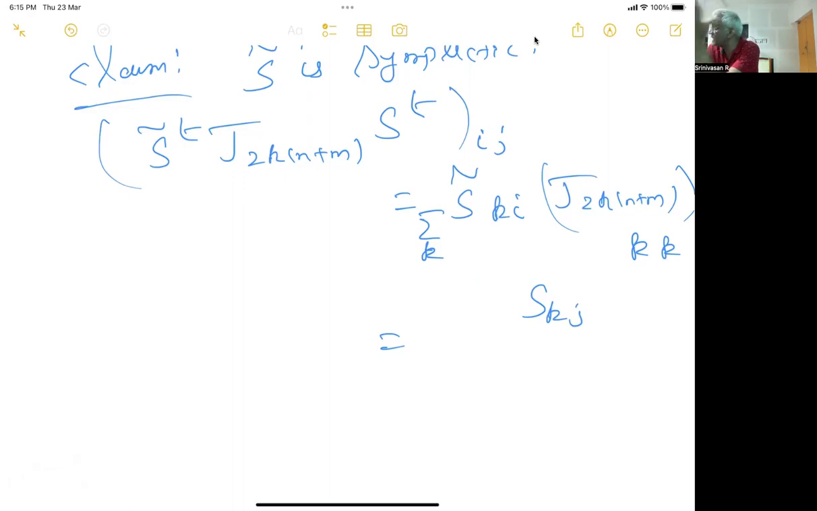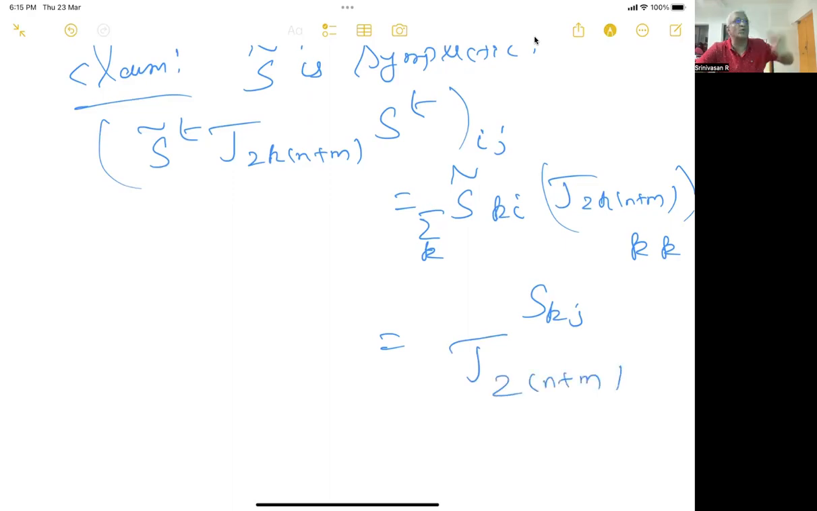Okay, and it's the same matrix, right? And so the scalars you can take to that side, right? It is just the scalar. So if you just multiply the scalar, the sum over k of S_ki S_kj is 1, because that comes from unitary. So this will be just the J matrix, J_{2n+m}.